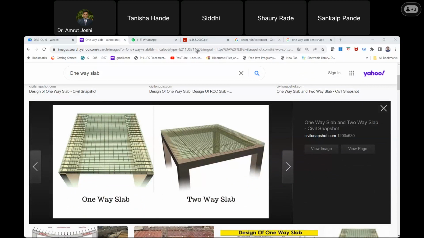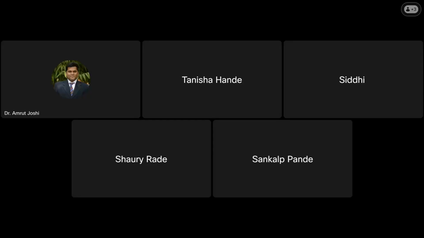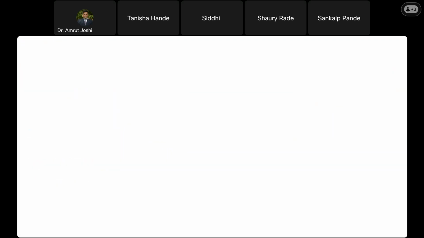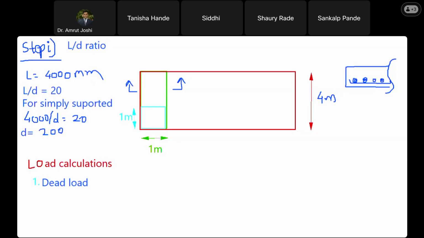So let me go back to the whiteboard. Are you able to see the whiteboard? Yes, sir. So when I take a section like this, I have one reinforcement going perpendicular to the plane of paper, which will be seen as these solid rounds. Are you with me? Yes, sir. And one reinforcement will be parallel to the paper, which will be seen like this. Let me draw a zoomed view here.